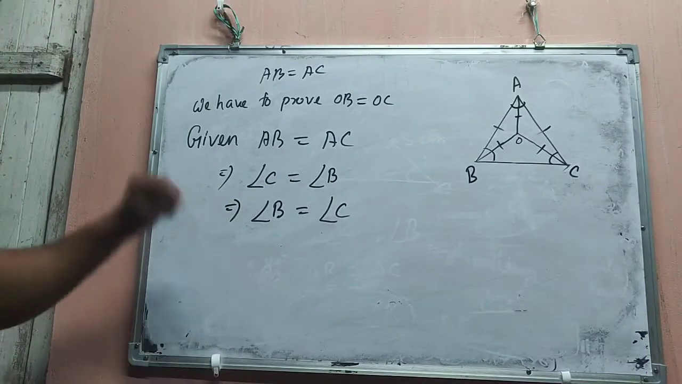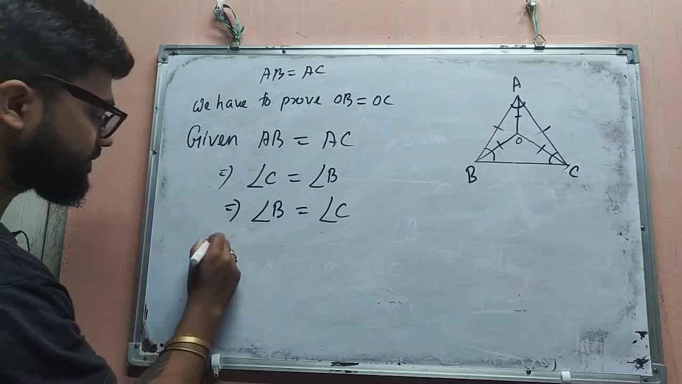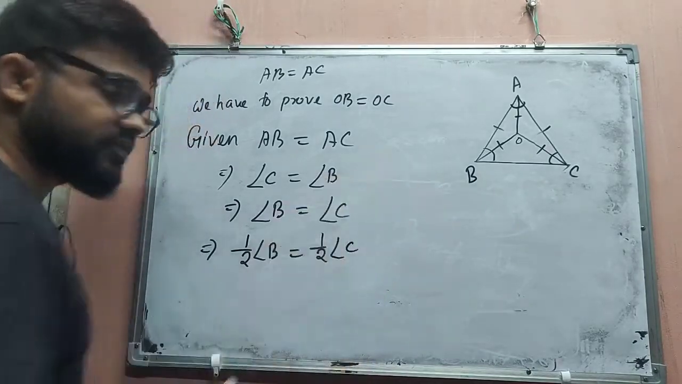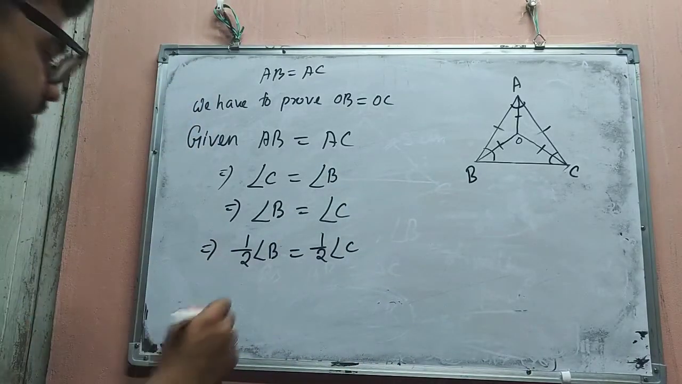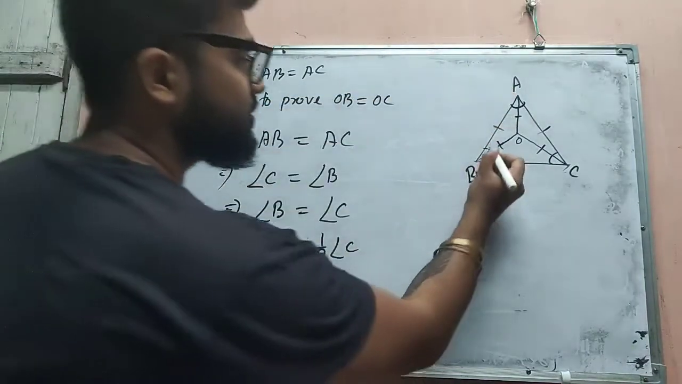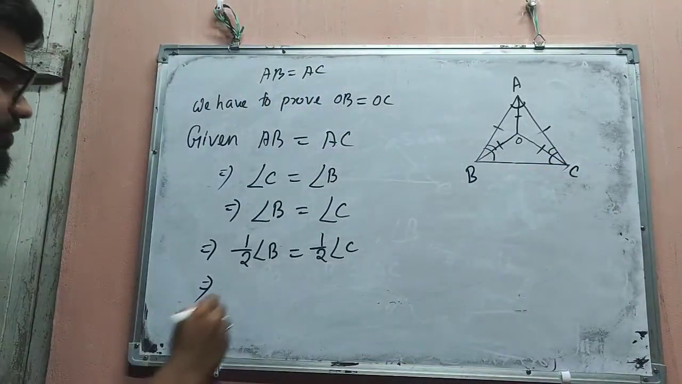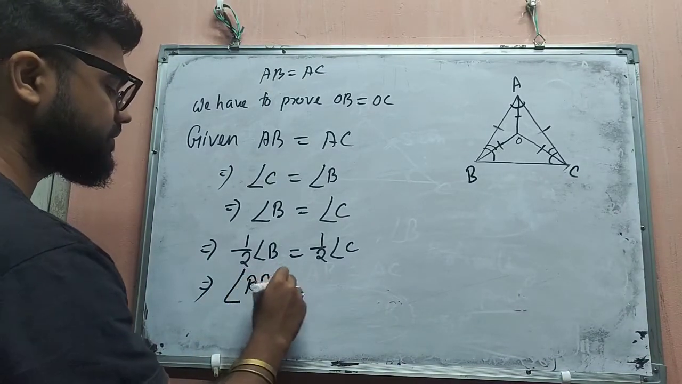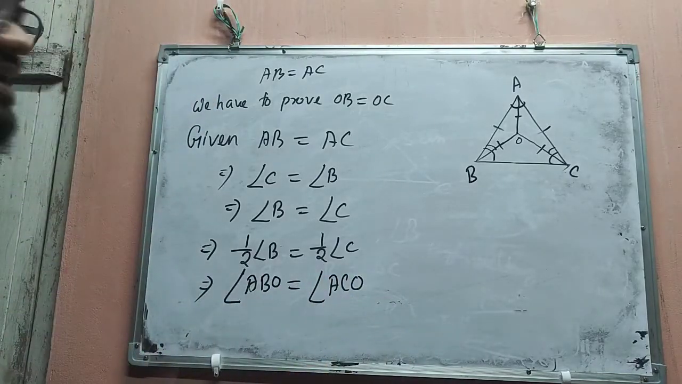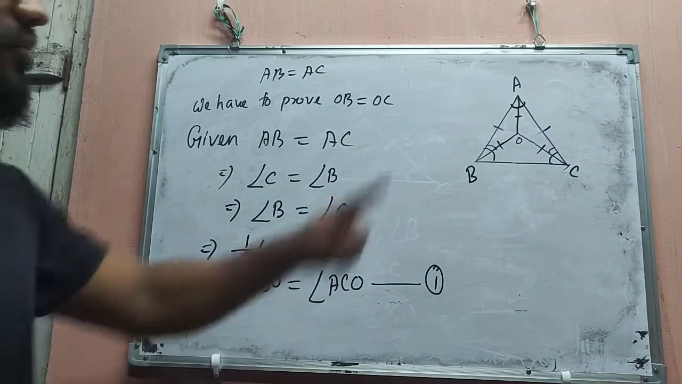Now OB and OC are the bisectors. That means half of angle B equals half of angle C, because they are bisectors. Half of angle B you can write as angle ABO, and half of angle C you can consider as angle ACO. So you can write angle ABO equals angle ACO, because they are bisectors. We take this as equation number 1. Now we are asked to prove OB equals OC.